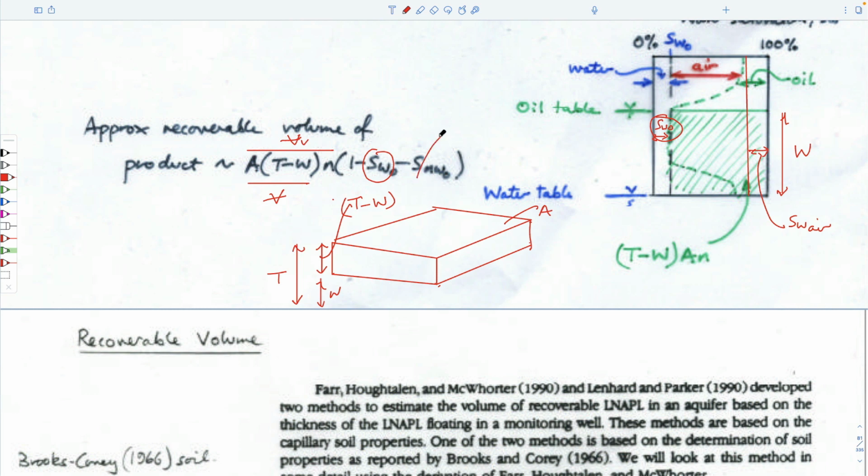And this is air. Irreducible saturation of air. And so the difference between these, no, incorrect, that's not right. So 1 is this full width, right? Subtracted by this amount and subtracted by this amount. So in other words, this amount here in the middle is equal to the bracketed term here.